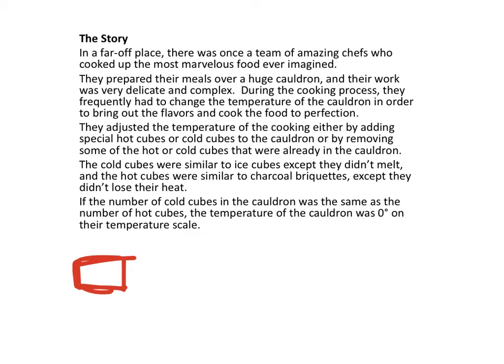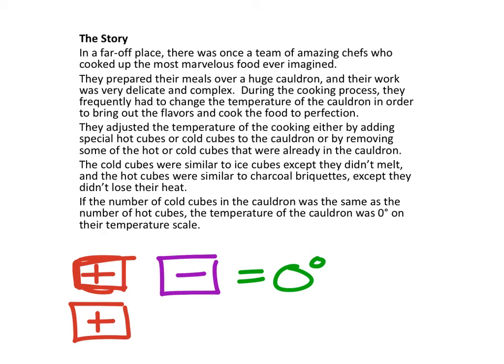So if in the cauldron they had this red cube, and then they put in this purple cube, we would say that the red one is hot, which we could show with a positive symbol, and the cold one is cold, which we could show with a negative symbol. And if this was what was in the pot, then you would have a total temperature of 0 degrees. Okay? Now that's true for any number of hot and cold cubes. Like if there's 2 hot ones, then there'd have to be 2 cold ones to get a total temperature of 0 degrees.